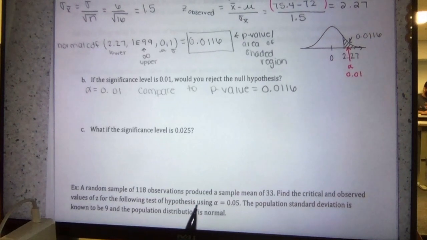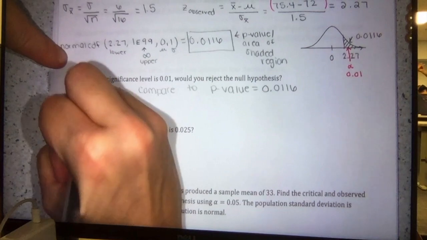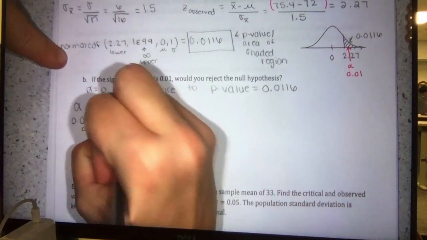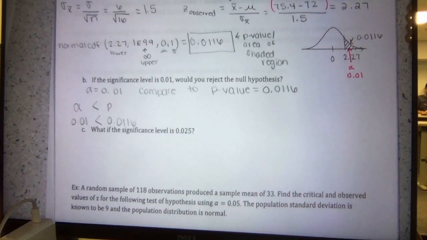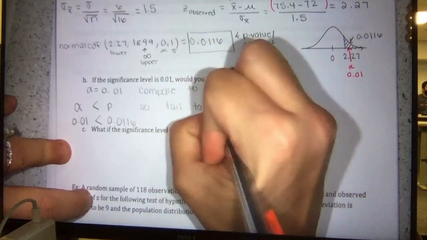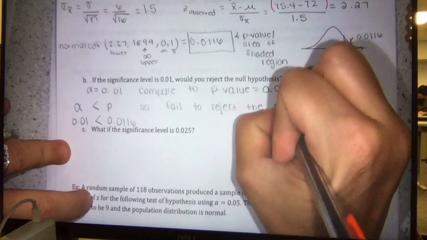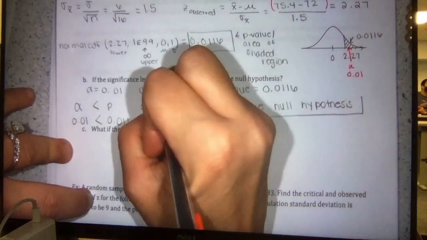Trying to think how to explain this better. Our alpha is 0.01, and our p-value is 0.0116. Our p-value is bigger. That's what we're really looking at; we're really not looking at the graph here. Because our p-value is bigger, and I'll explain this in a second, we are going to fail to reject the null hypothesis. That is our answer. So you don't worry about the shaded area.